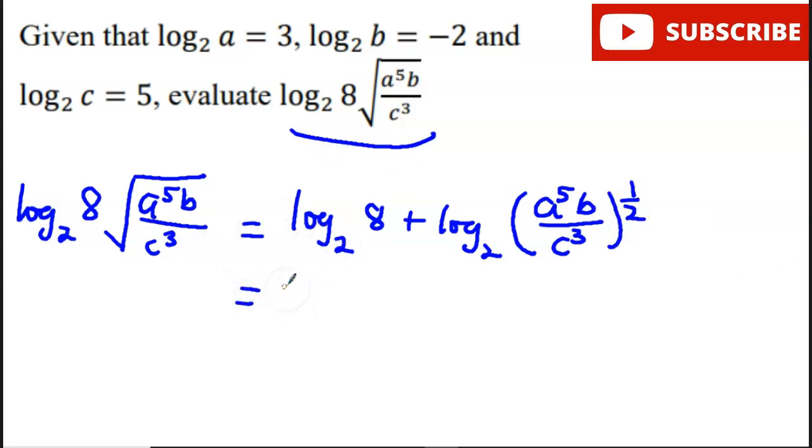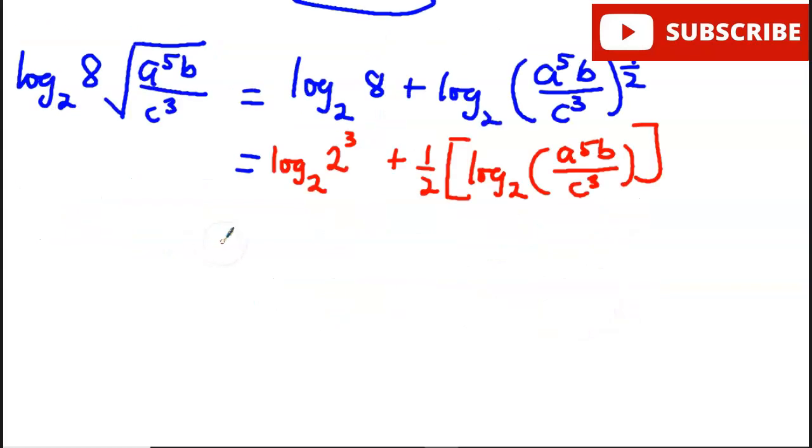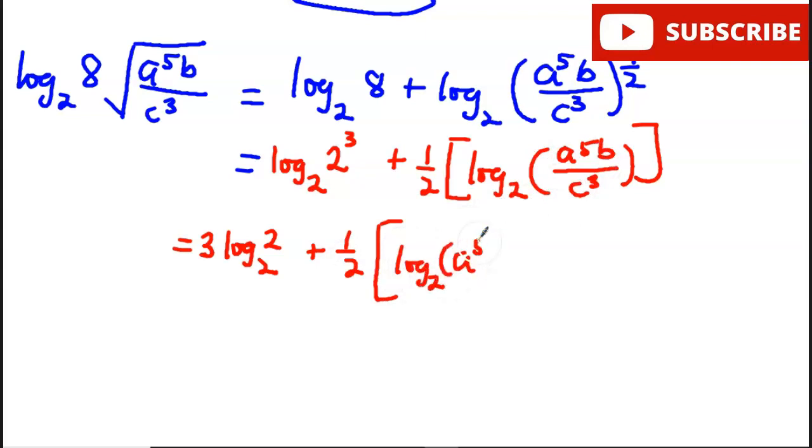And this, we can write it as log to the base 2 of 2 raised to the power 3 plus, now by power law, half into bracket log to the base 2 of a to the power 5 b over c cubed, and this is the same as 3 log 2 to the base 2 plus half bracket open. Now we have log of 2 a to the power 5 b, and this is dividing, so we have log of 2 c cubed.